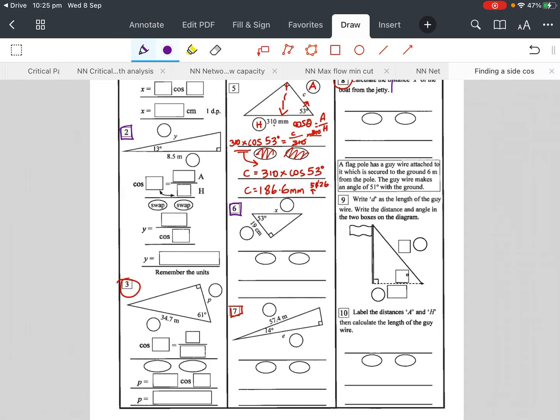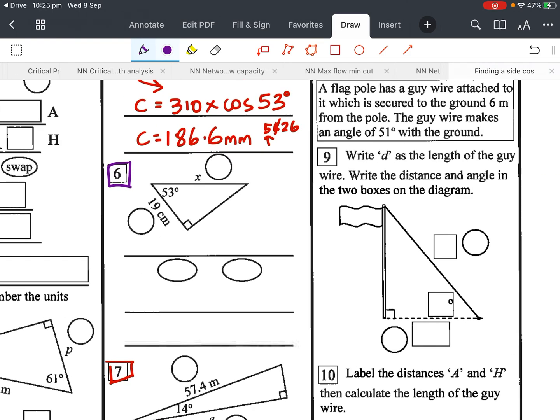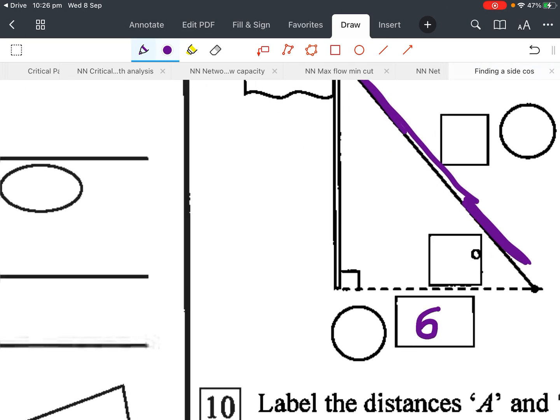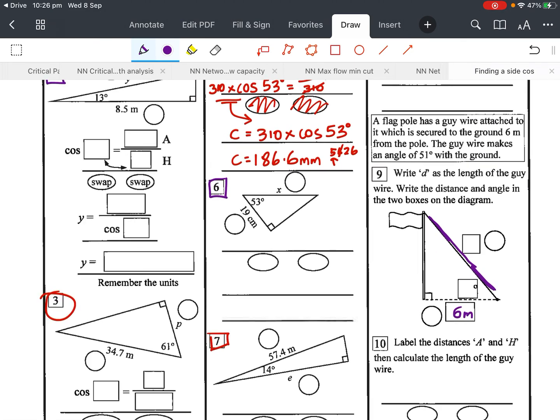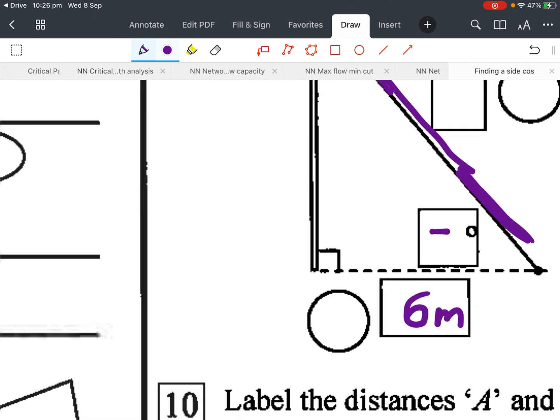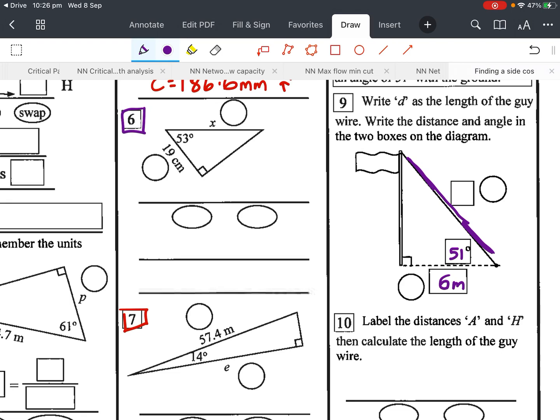So this one here, the flagpole, I'll start it off for you and you can try and finish it. I want you to do all of this sheet, okay? You must know how to do these ones. A flagpole has a guy wire, so this is the guy wire, okay? Attached to it, which is secured to the ground 6 meters from the pole. So that's 6 meters from the pole. The guy wire makes an angle of 51 degrees with the ground, so that's where our angle goes.